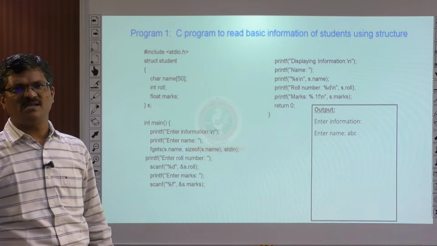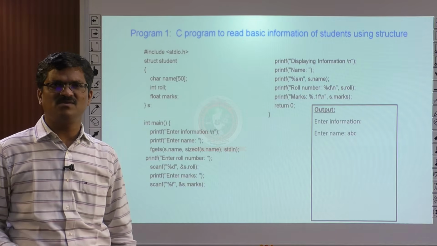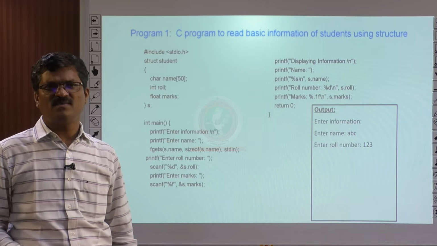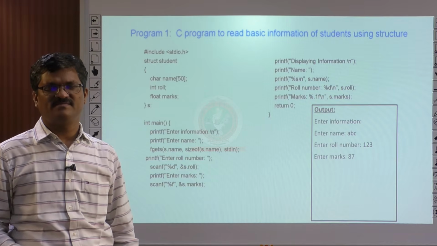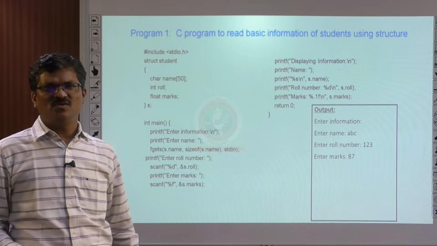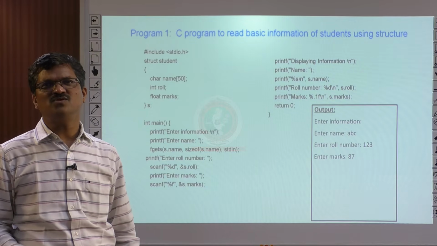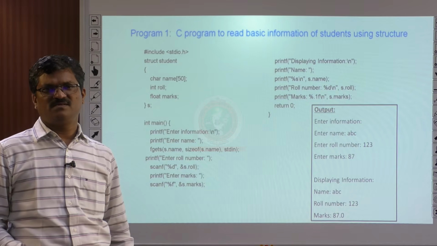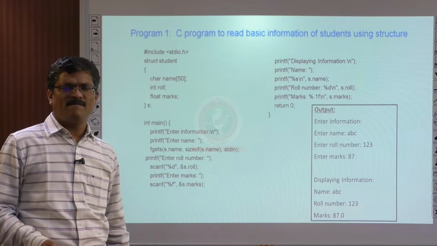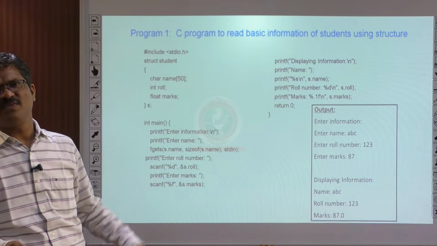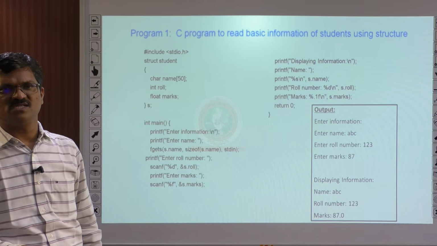So it asks us to enter the name. Maybe as an example, we consider that ABC is the name that I have given. I enter ABC. Then it asks for roll number. I enter 123. Then it asks for marks. I enter 87. So taking this as an input, it will display the corresponding values of these members. So name, roll number, marks, whatever we have entered, the same thing will be displayed. It is just to read and display the values that we have entered through the keyboard using the structure.